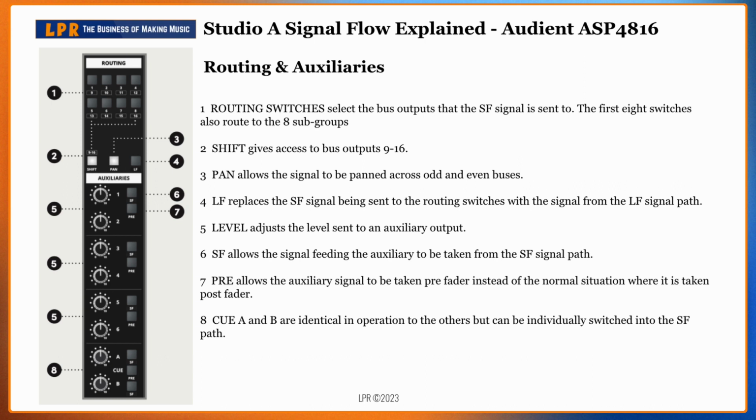That's the number 4 there, the LF/SF button. Level adjusts how much is going out the auxiliaries, and you can do the pairs. You can do 1 and 2 send to the short fader, and you can also make them pre-fader for headphone sends if you need to. So the QA and the QB are identical in operation to the others, except that they can be individually switched into the short fader path for a headphone foldback.